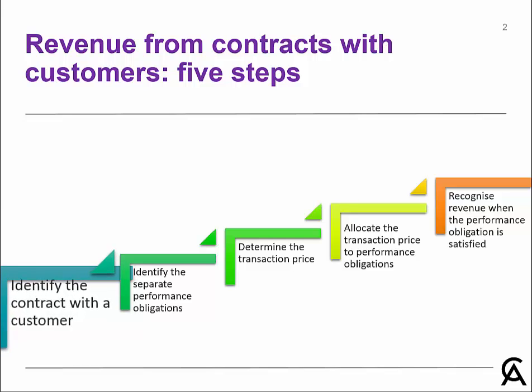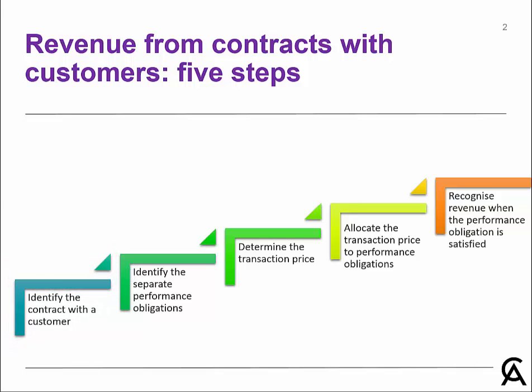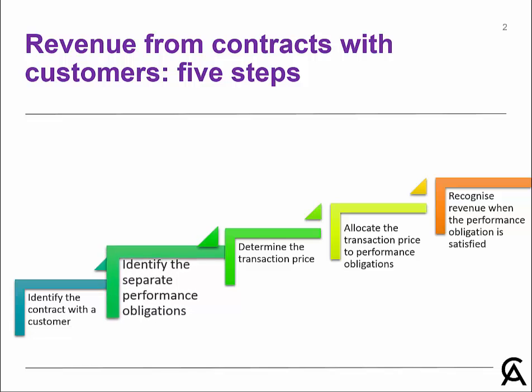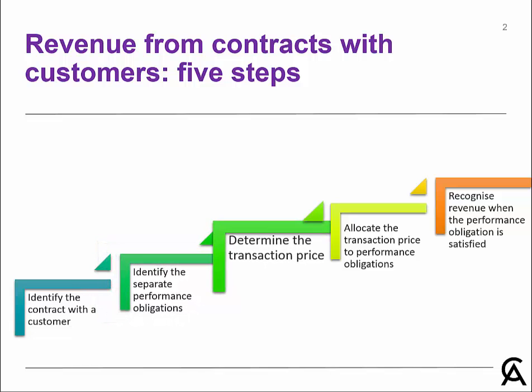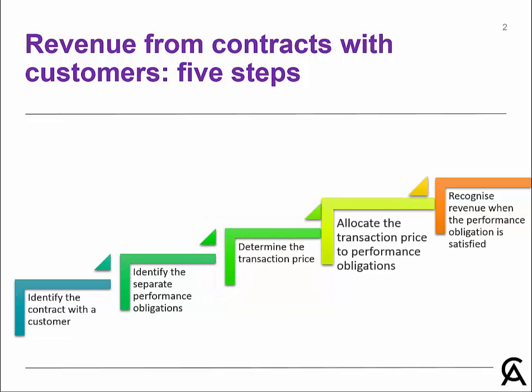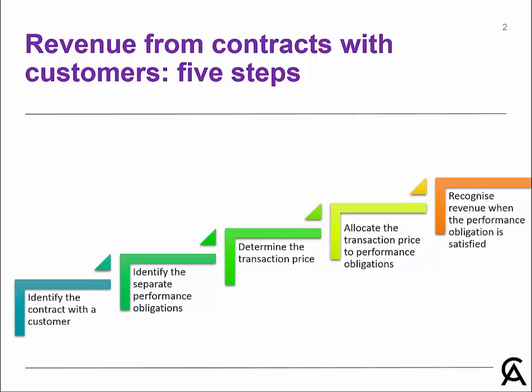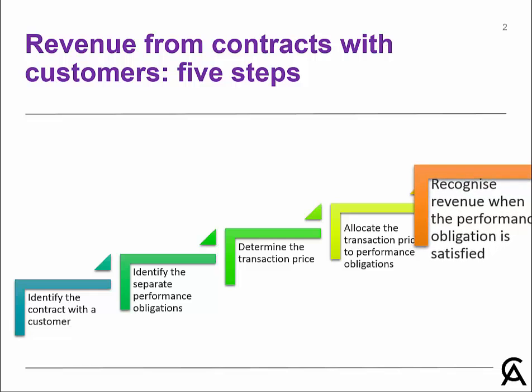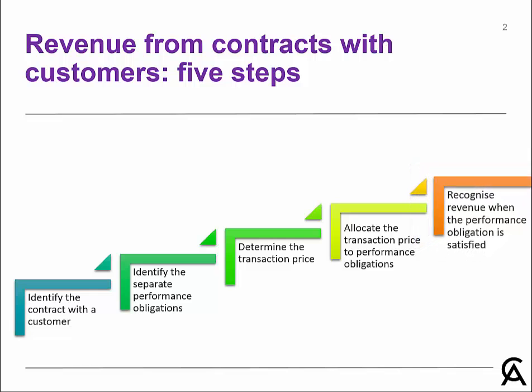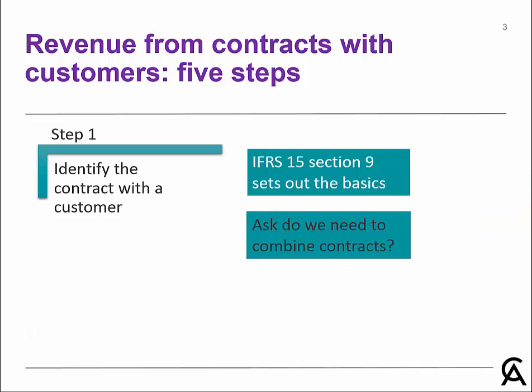So first step is identify a contract with a customer. The next step is to identify the performance obligations. The third step is to determine the transaction price. The fourth step is allocate the transaction price to each of those performance obligations we identified in step 2. Lastly, we recognise revenue when that performance obligation is satisfied.